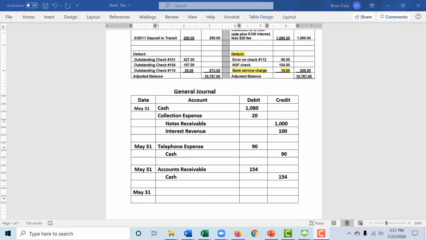The last adjustment that we need to record relates to the bank service charge of $15. Since this item is deducted from the cash account balance, we need to credit cash to decrease it. We also need to increase an expense account to reflect the fact that the business has used the bank's services. Your instructor may give you some discretion in how you name this expense account. I'm going to use the name miscellaneous expense, and I'm going to debit it to increase it.